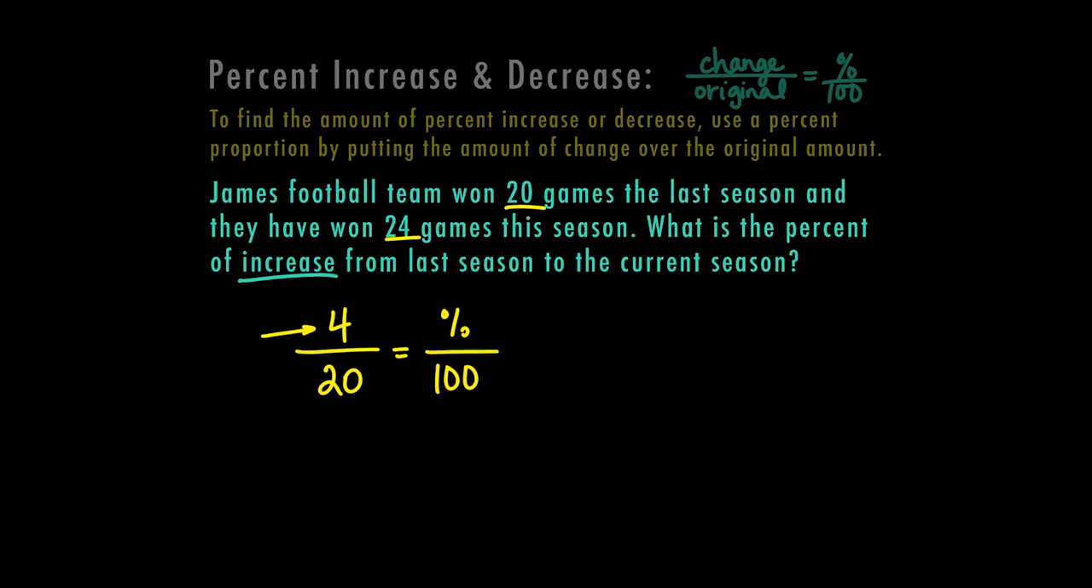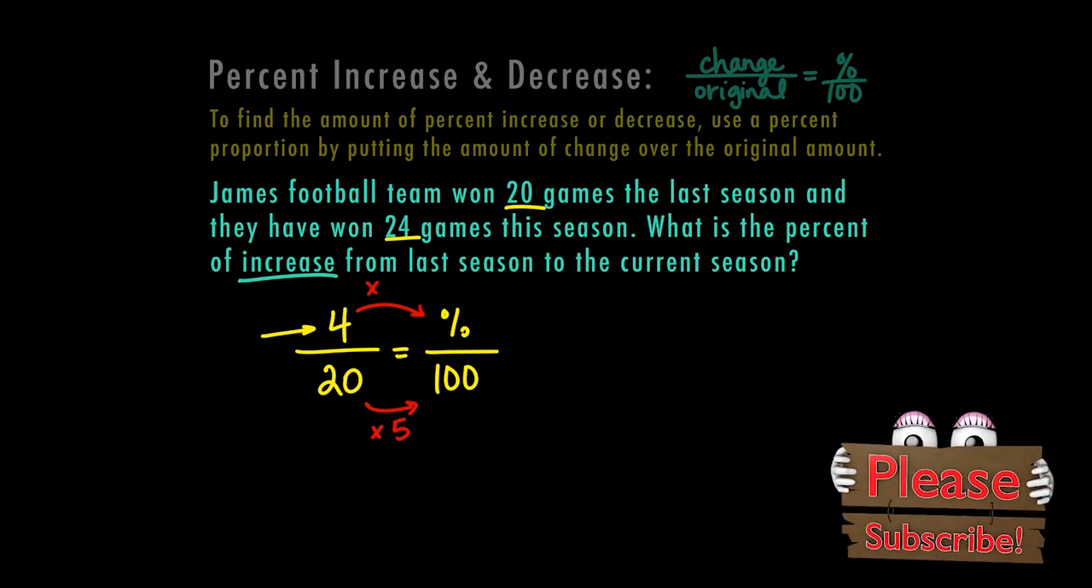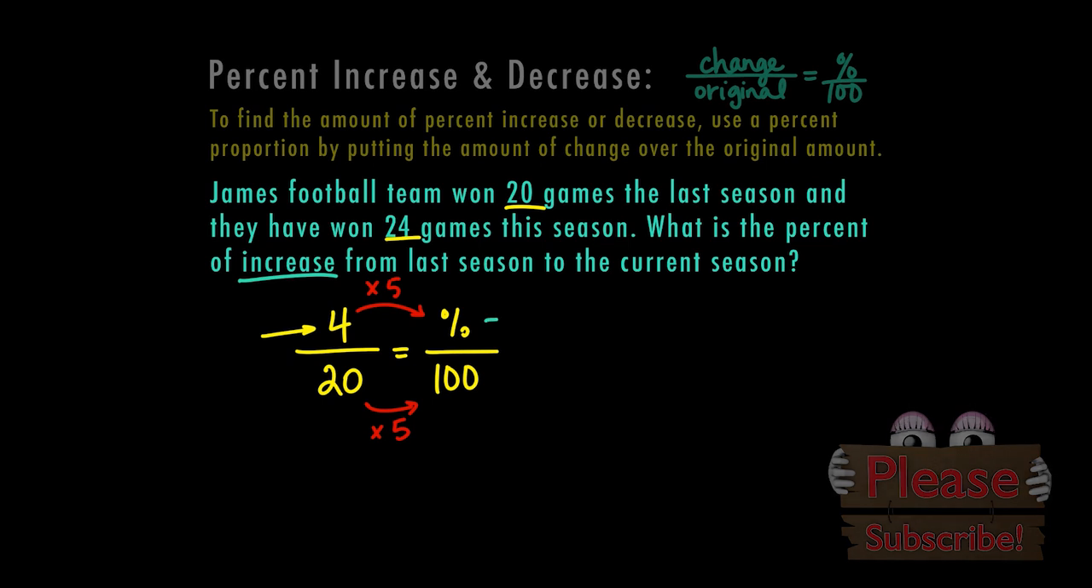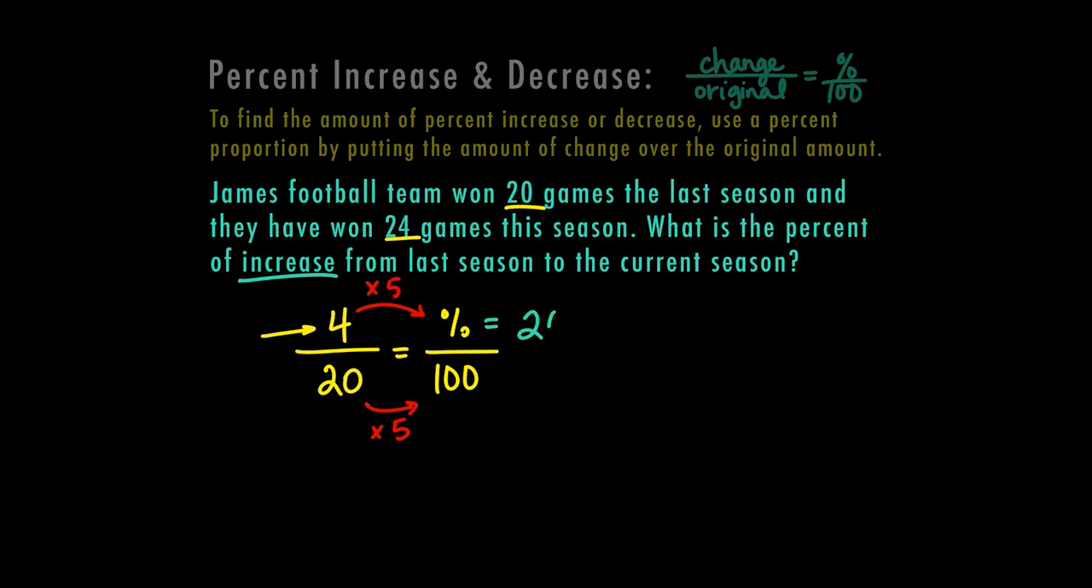So I can see here that 20 goes into 100 times 5, and I do know with the proportion that it's going to have the same rate of change or the same scale factor. So I'm also going to multiply the top number times 5 in order to get my percent. So here I can see that my percent equals 5 times 4, which is 20%. So that means that the team won 20% more games this season than last season.